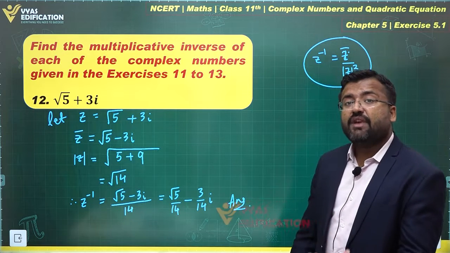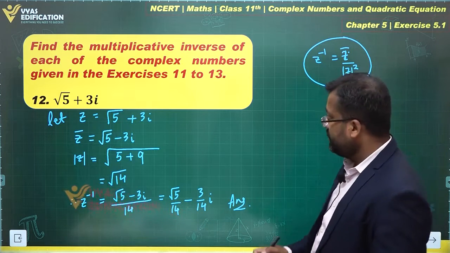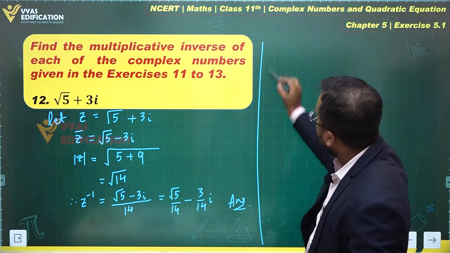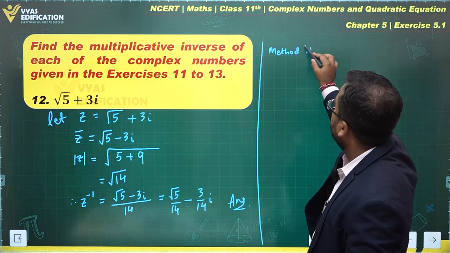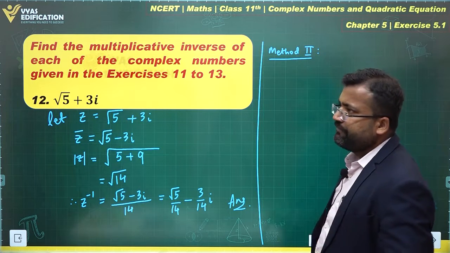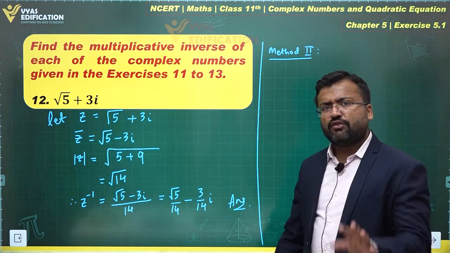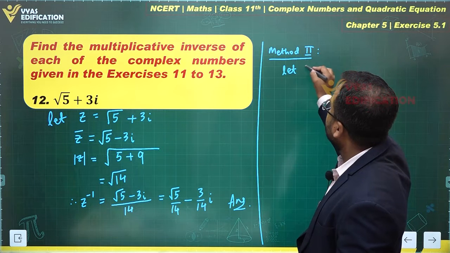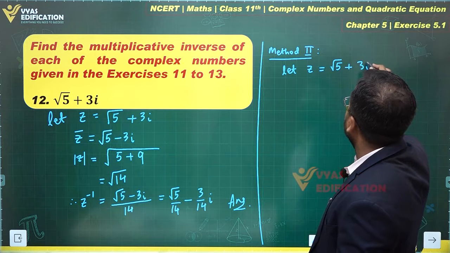There could have been another method that you could have used for finding the multiplicative inverse. What is that method? Let's take a look at that method. Another method. We'll go with the basics. We don't memorize any formulae, we'll go with the basics. What will be the basics? What do the basics say? Let z equal root 5 plus 3i.